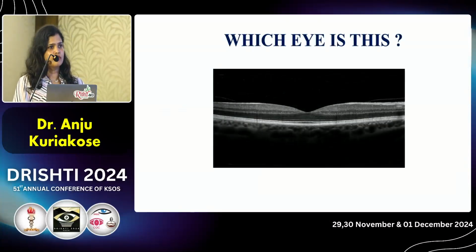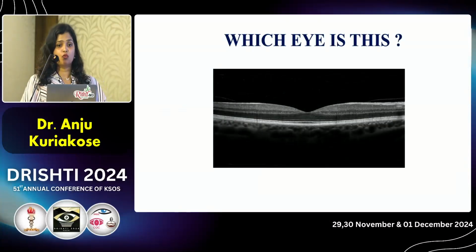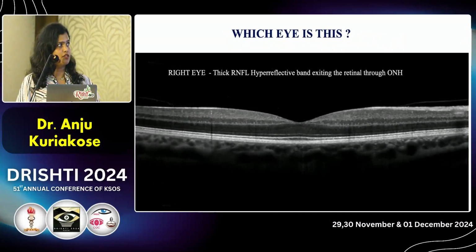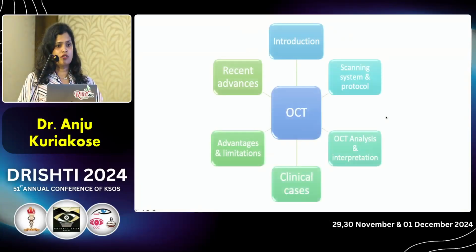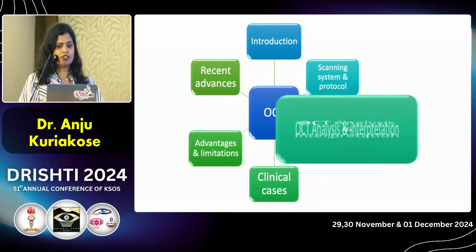First question: when we see an OCT, we have to find out which eye this is. How do we know which eye this is? This is an OCT image of the right eye. How do we know that? Because of the thick RNFL hyperreflective band exiting through the retina at the ONH. Next is OCT analysis and interpretation.